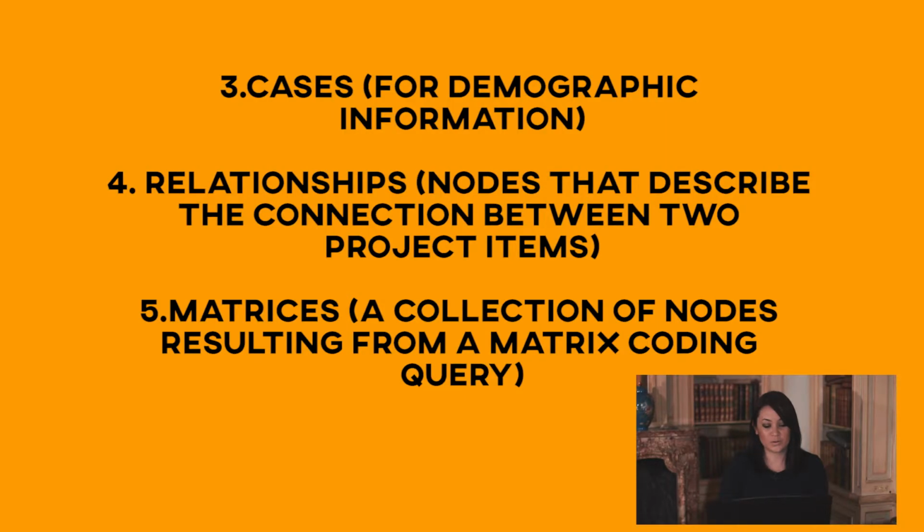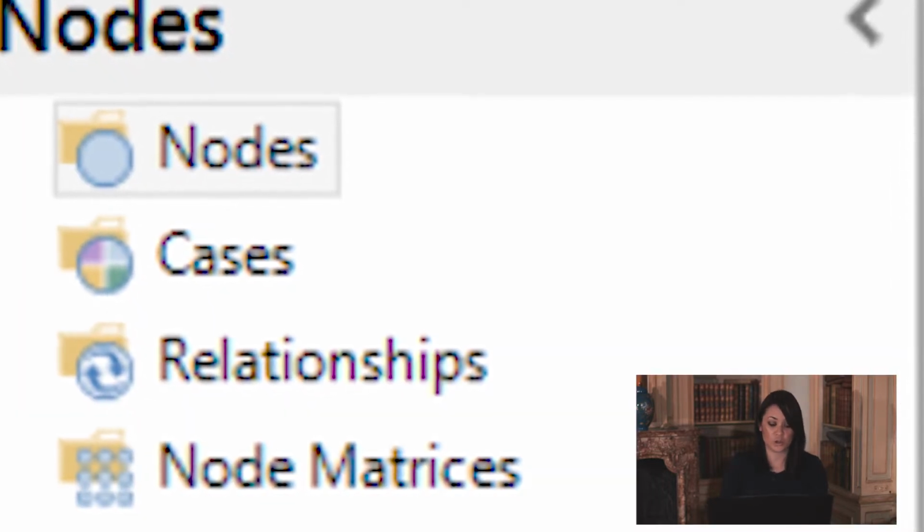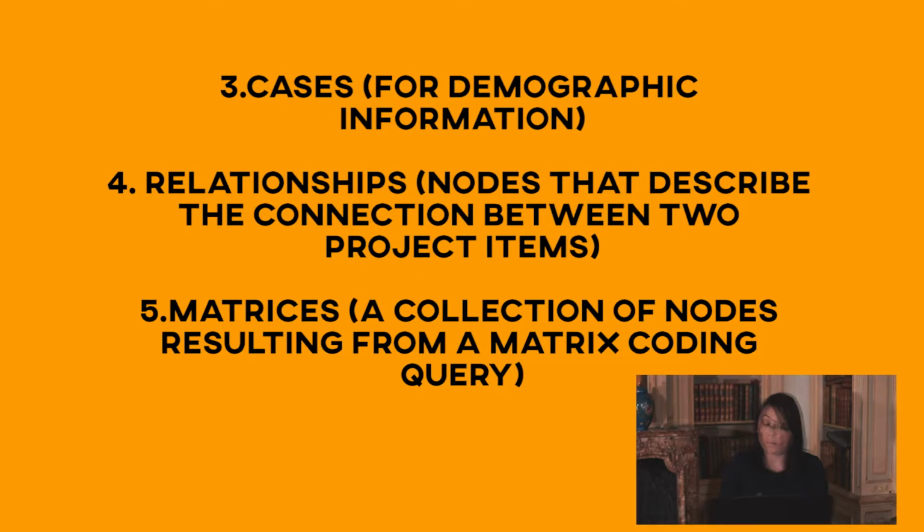Okay, so back to nodes. The other types of nodes used less frequently are number 3, cases, for demographic information. Number 4, relationships, nodes that describe the connection between 2 project items. Number 5, matrices, a collection of nodes resulting from a matrix coding query. These nodes are used less frequently because they require a higher amount of data and a more complex coding approach.